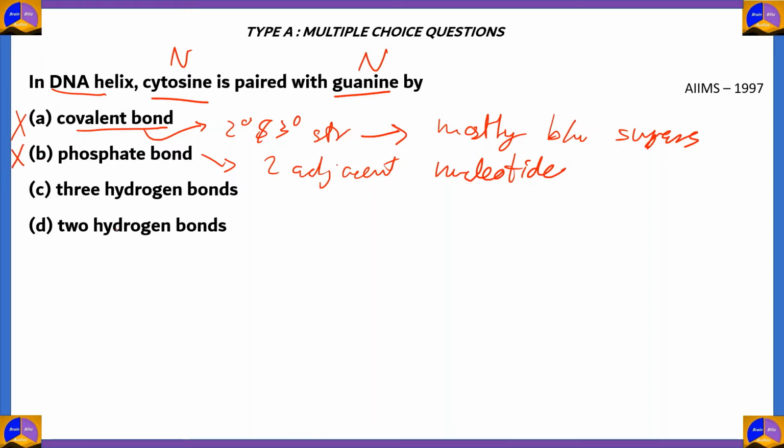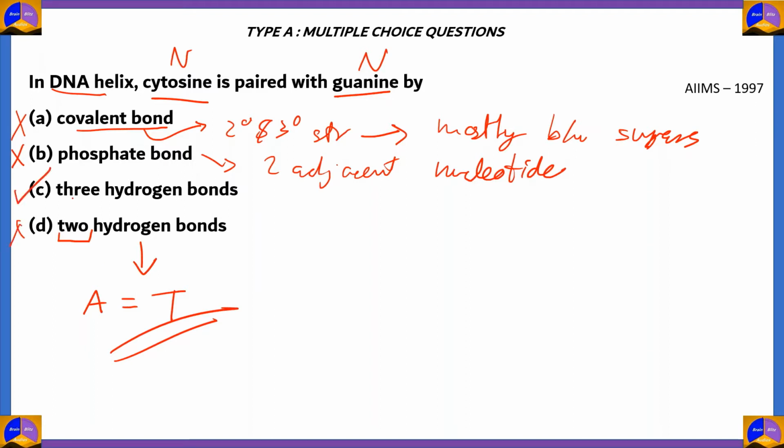What about option D, 2 hydrogen bonds? Hydrogen bonds are present between opposite nucleotides, between the nitrogenous bases. Here's a catch, however. Option D says 2 hydrogen bonds, and that happens between adenine and thymine. It's A double bond T, always. So option D is incorrect.